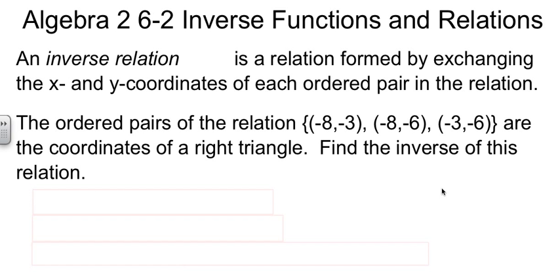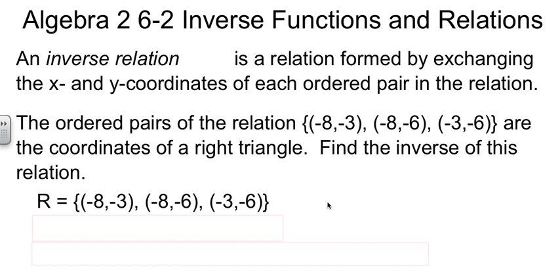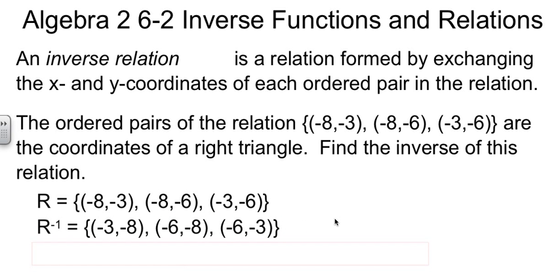Okay. So here is a relation: (-8, -3), (-8, -6), (-3, -6). And they tell me they're the coordinates of a right triangle. Our job is to find the inverse of this relation. Well, the relation as it is is (-8, -3), (-8, -6), (-3, -6). The inverse of that relation would be to switch their places. So the -8 and the -3 trade, -8 and -6 trade, -6 and -3 trade.